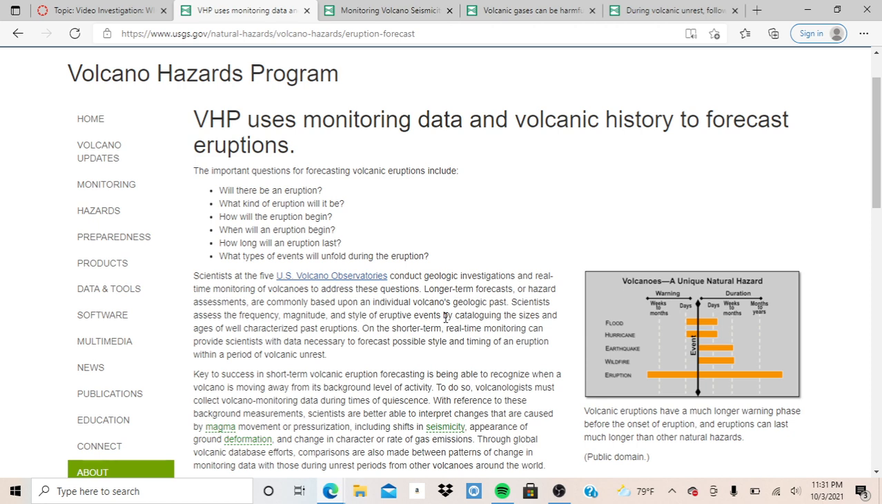It's also known that short term real-time monitoring can also provide scientists with the necessary data to foresee possible styles and or timing of an eruption within the period of a volcanic unrest.